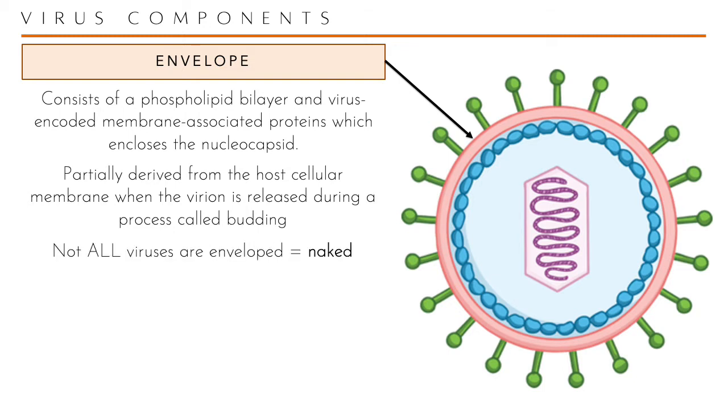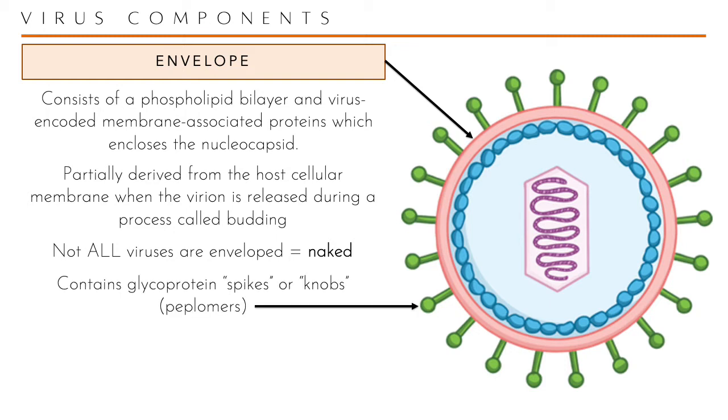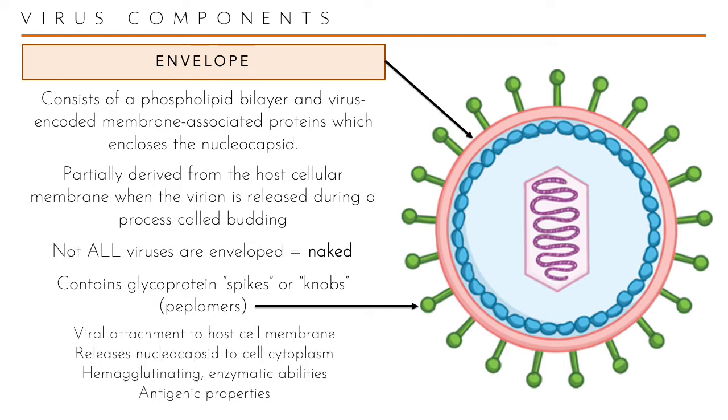Now, not all viruses are enveloped, right? We call those viruses naked. And if a virus contains an envelope, it contains glycoprotein spikes or knobs, or what we call peplomeres as well. Now, what is the function of these glycoprotein spikes, right? They serve as the viral attachment to the host cell membrane. They release the nucleocapsid to the cell cytoplasm.